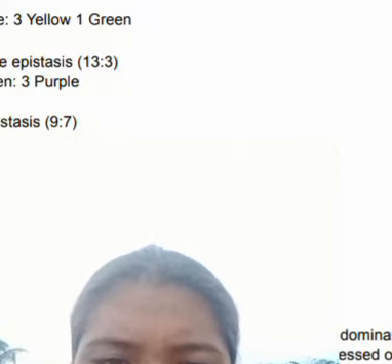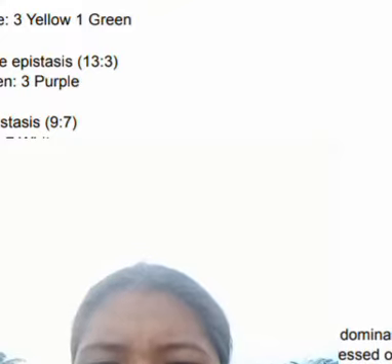There are 6 modes of gene action. Number 1, recessive epistasis. Example, 9 purple, 3 red, 4 white. Number 2, dominant epistasis. Example, 12 white, 3 yellow, and 1 green.